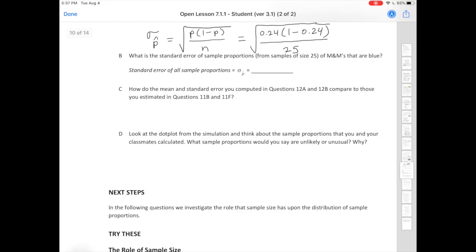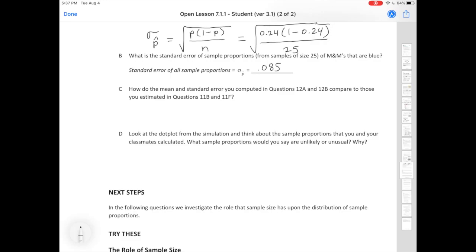Okay guys, so now we see that we actually got 0.085 here. So what we did is we just calculated the real answer of the standard error. Remember, when our computer did the simulation, we actually got 0.086. So we could see that the simulation gave us almost the exact same thing.